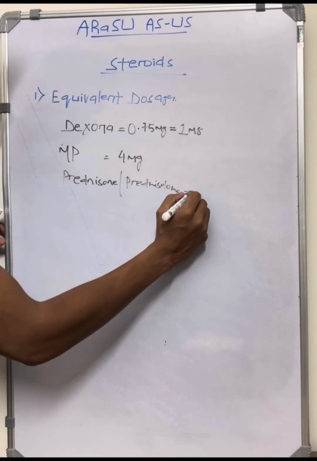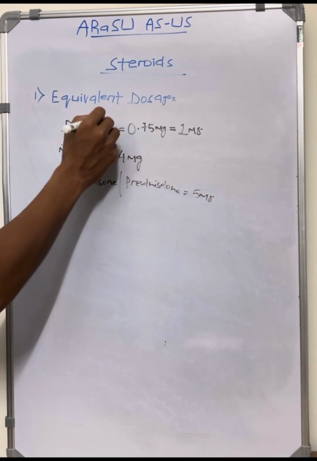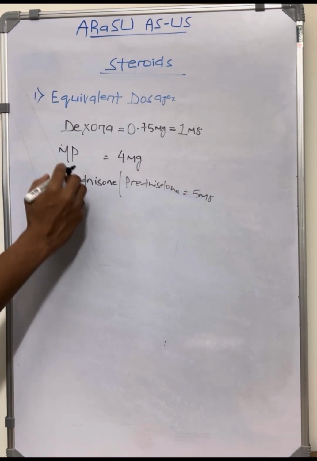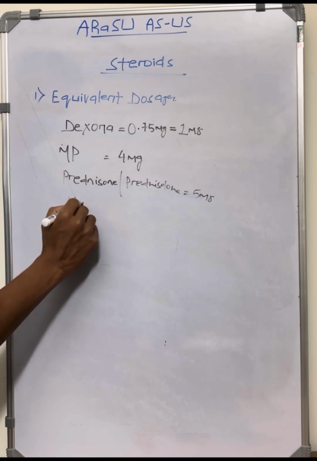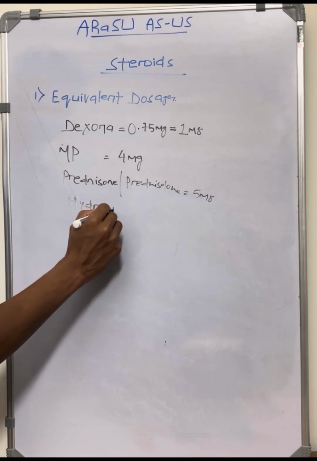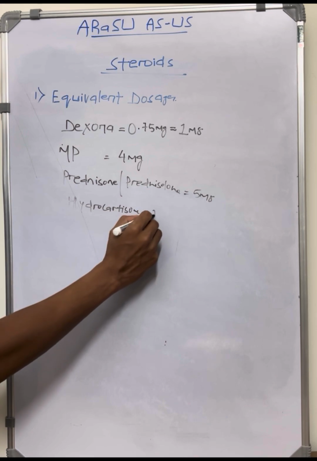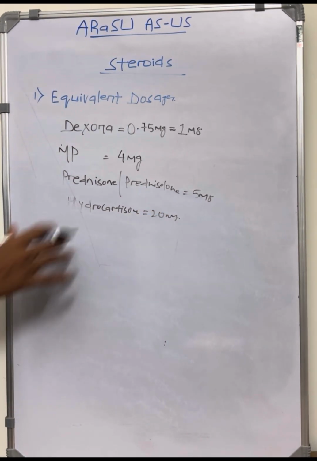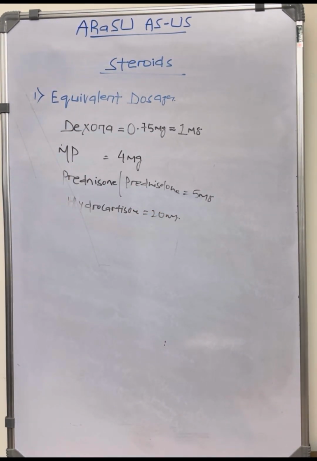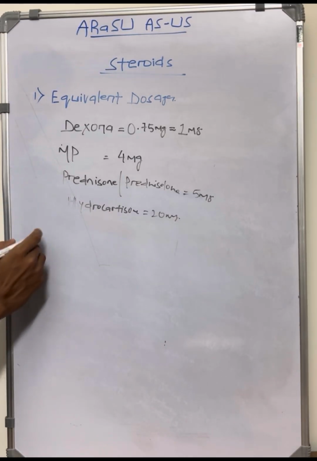So 5 mg of prednisolone is equivalent to 1 mg of Dexona, and hydrocortisone of about 20 mg. So these are the equivalent dosages. This is the first thing. Then coming to the rationale or mechanism of action of all these things.